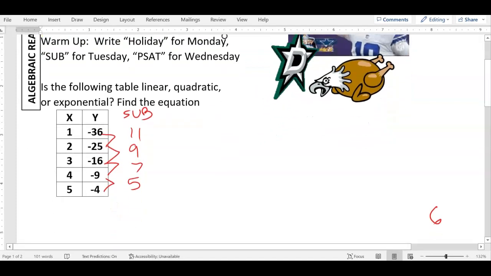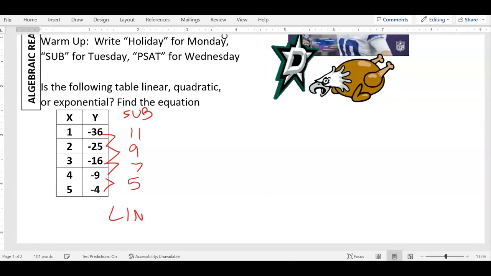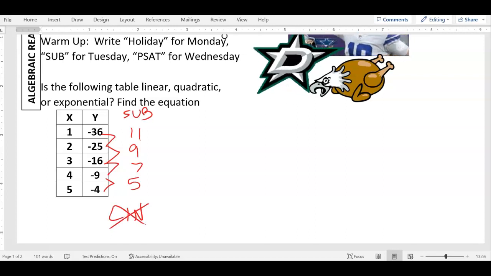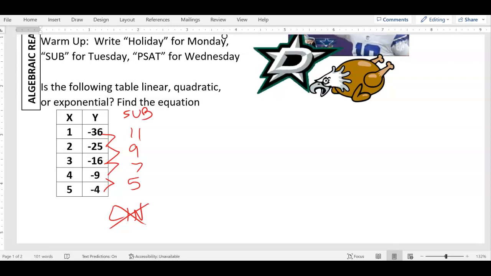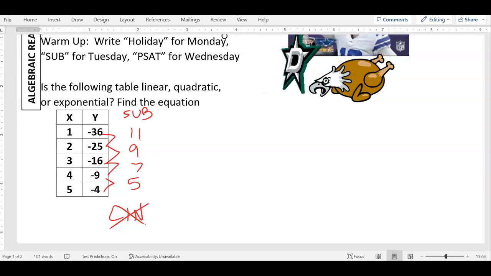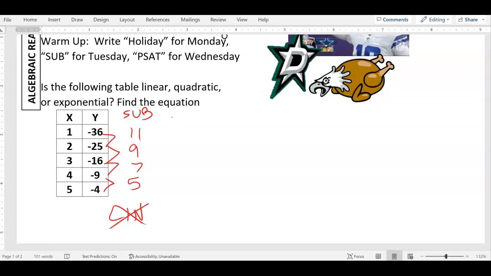Now, the first subtraction is not the same, so that means it's not what? It's not linear, right? Linear, the first differences would be the same. So this is not linear, so we're not going to do menu 413. What do we do after we do that? What's the next step? We're going to subtract again with those new numbers. So let's do another subtraction.